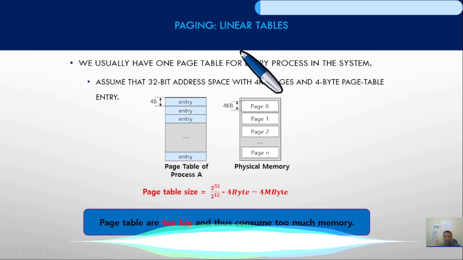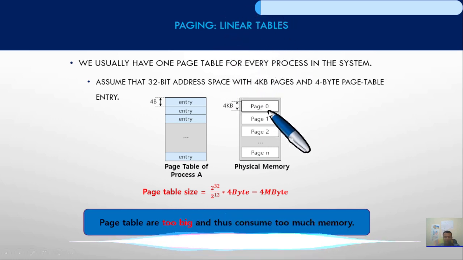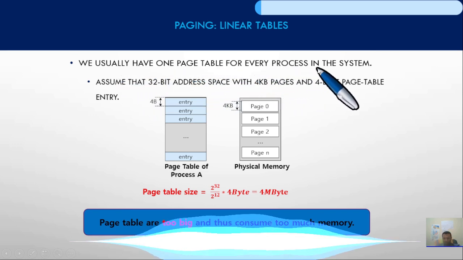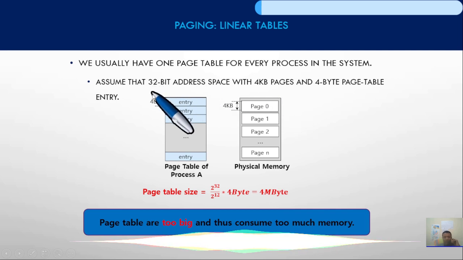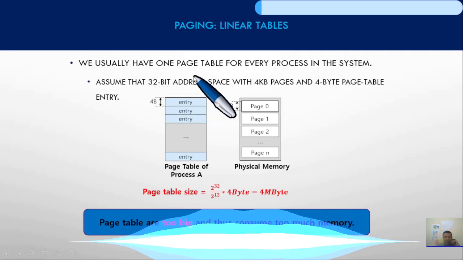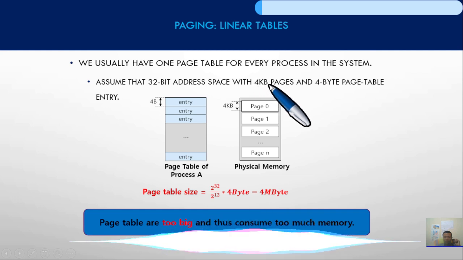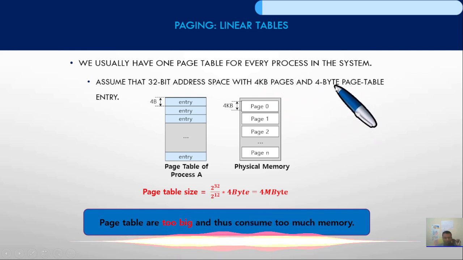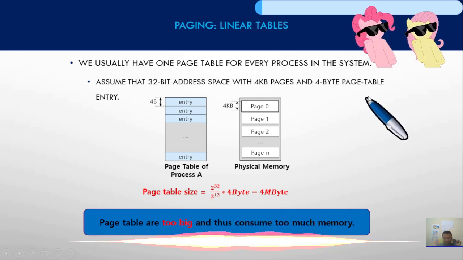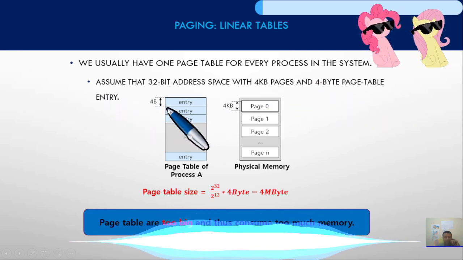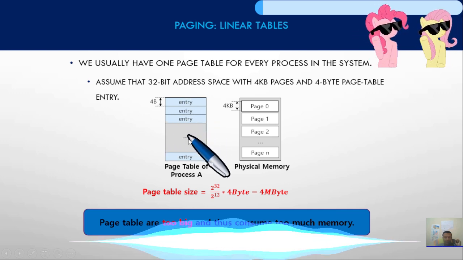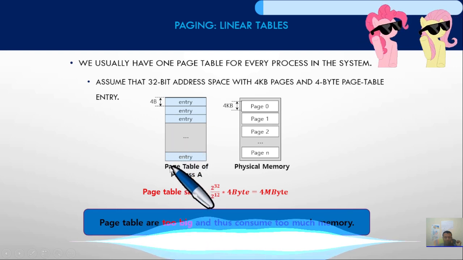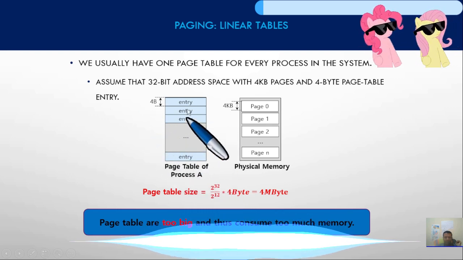Today we are going to see chapter 20, which is paging, and this is smaller tables. So paging, this is linear tables. We usually have one page table for every process in the system, and assume a 32-bit address space with 4 kilobyte pages and 4-byte page table entries. So each entry will be 4 bytes. This is a page table for process A.